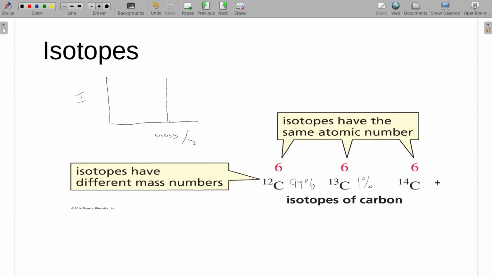So carbon 12, 13, and 14 are used in our bodies all the exact same way with no differences whatsoever on how they're chemically responding.